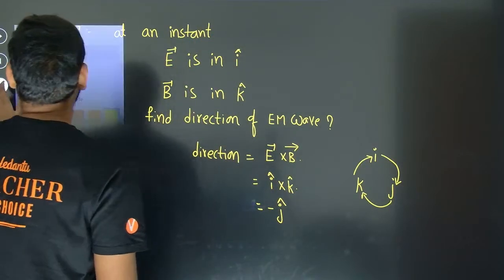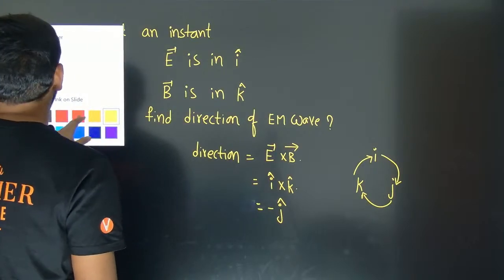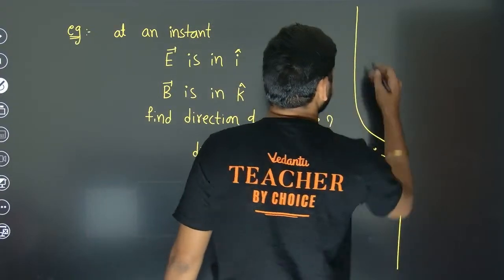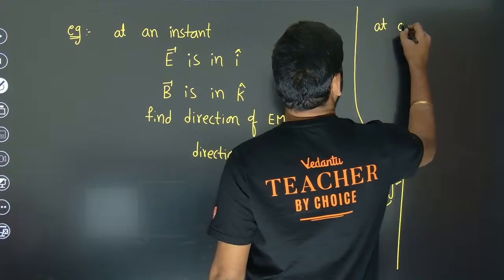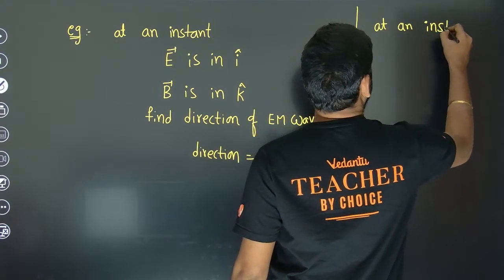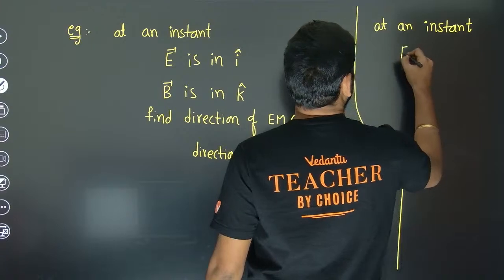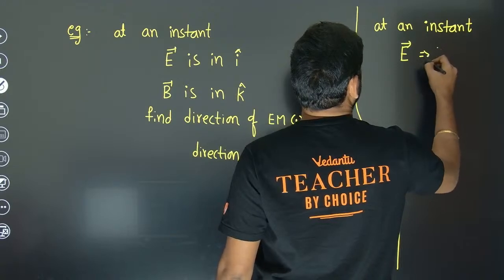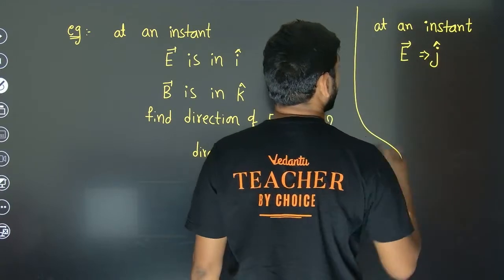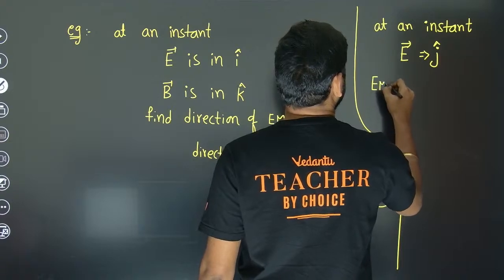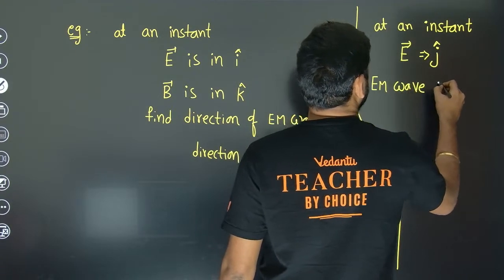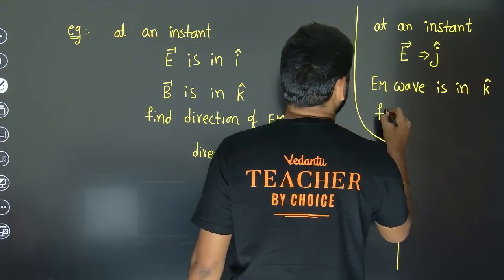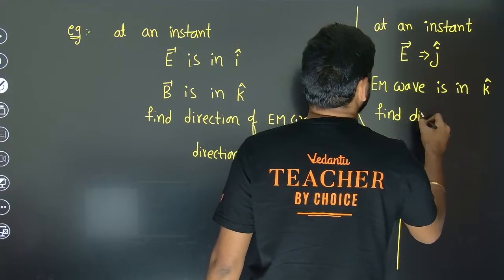Okay, sometimes what kind of questions are they going to ask? They give the direction of the EM wave. At an instant, the electric field is, let's say, in the J cap direction, and the EM wave is in the K cap direction. Find the direction of B bar at that instant.